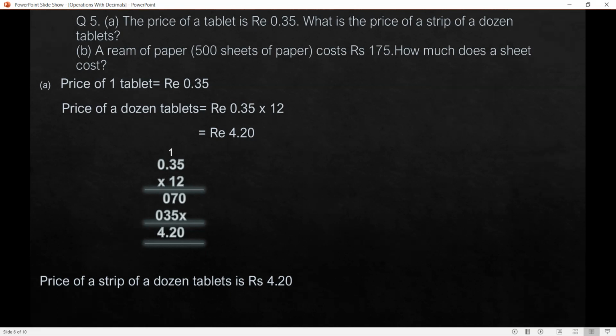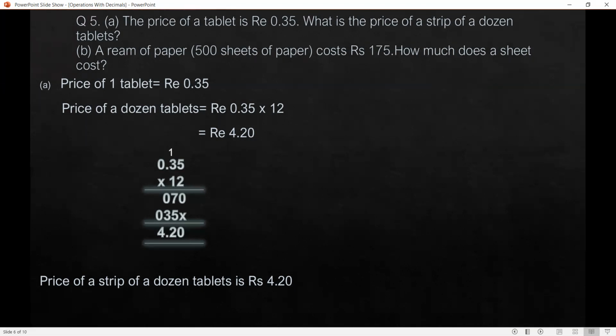This is about A part. Now come to B. A ream of paper has 500 sheets of paper. Cost rupees 175. So the cost of one ream of the paper is rupees 175.